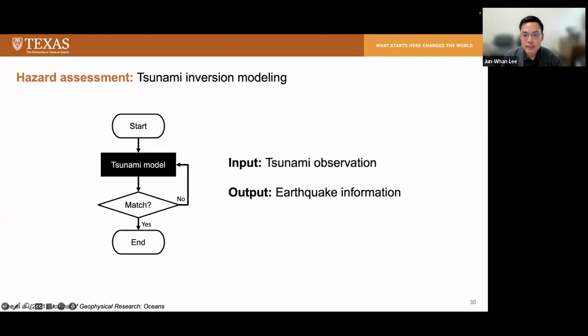As opposed to tsunami forward modeling that predicts tsunamis from the earthquake information, tsunami inversion modeling is the process to predict the earthquake information from the tsunami observation. And tsunami inversion modeling is very important to better understand historical tsunami sources and their impacts, which will benefit preparing for future tsunami events. The basic concept of tsunami inversion modeling is to run the tsunami model several times and find the best matching earthquake scenarios by comparing the tsunami model prediction and the tsunami observations.